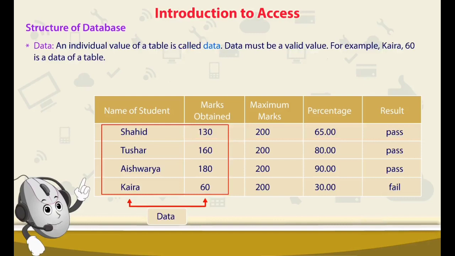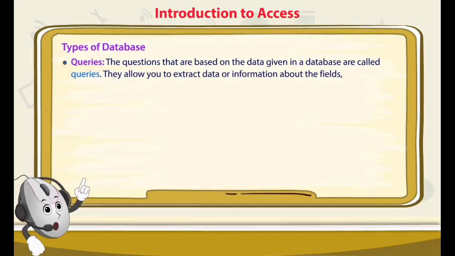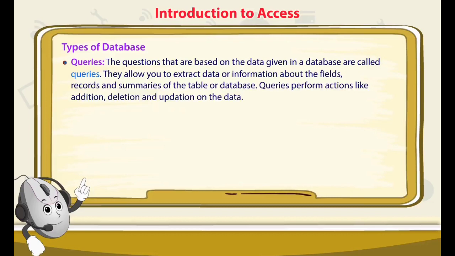Data. An individual value of a table is called data. Data must be valid value. For example, Kyra 60 is a data of a table. Queries. The questions that are based on the data given in a database are called queries. They allow you to extract data or information about the fields, records, and summaries of the table of database. Queries perform actions like addition, deletion, and updation on the data.